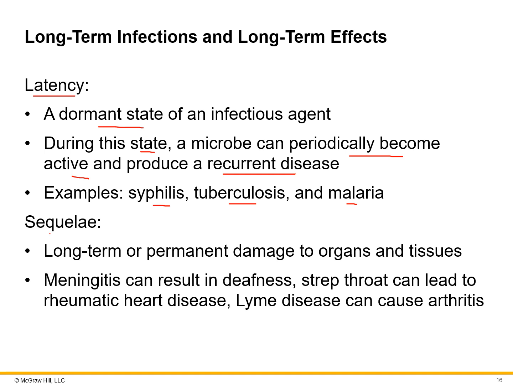And then another term, sequela. This is long-term, permanent damage to an organ or tissue. For example, in meningitis, there's an infection, but because it persists and the bacteria stay there, it can actually cause deafness. Strep throat can cause heart disease. Lyme's disease can cause arthritis. And again, that's where the continued presence of a microbe leads to long-term effects.